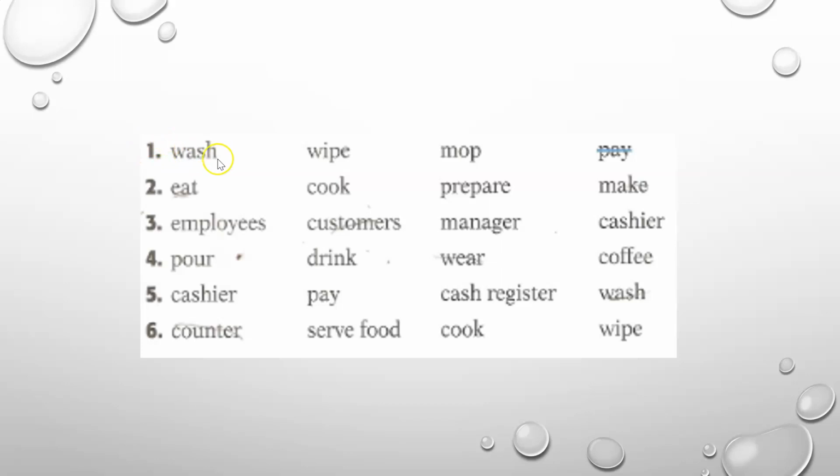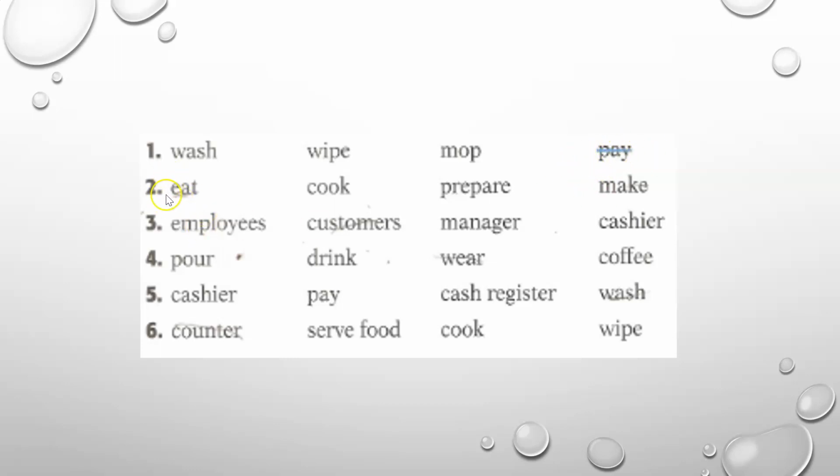For example, number 1 has 4 words: wash, wipe, mop, and pay. What do you think the category is here? Wash, wipe, mop, and pay. All of these are verbs. All of these words express some kind of action. So think about it. Washing, wiping, mopping is about cleaning, right? So to keep a place clean, you need to wash it, you need to wipe some tables, you need to mop the floor. But pay is different. Pay has to do with money. So it's a different group. It's a different category. So that's why we cross it out. It doesn't belong. It's not the same.